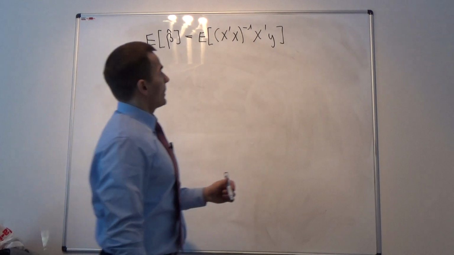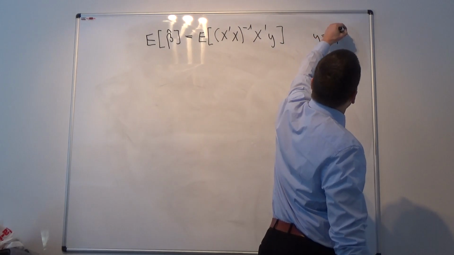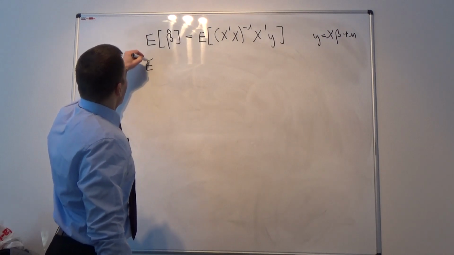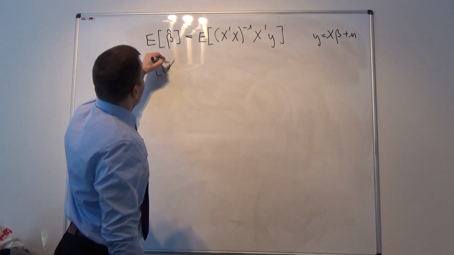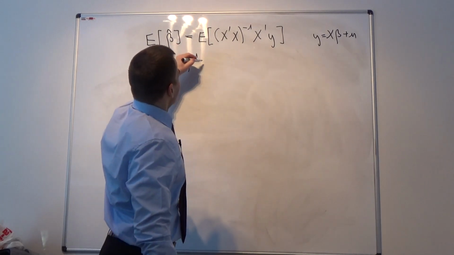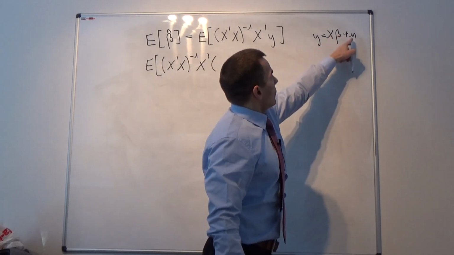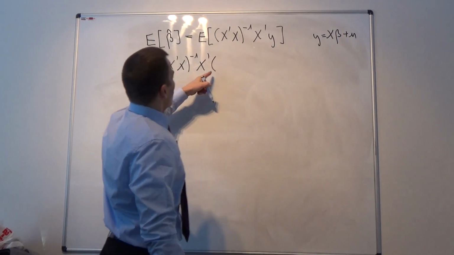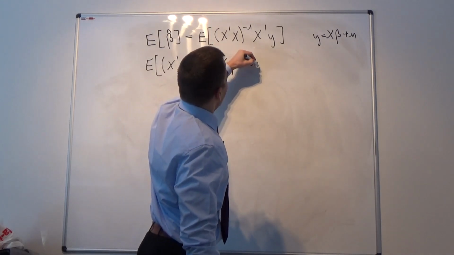And we know that our y is nothing else but X times beta plus u. So we can plug it in here. Then the expectation of beta hat becomes X transposed X inverted times X transposed, and now we have to plug in what is on the right-hand side of the equation, so we have here X times beta plus u.